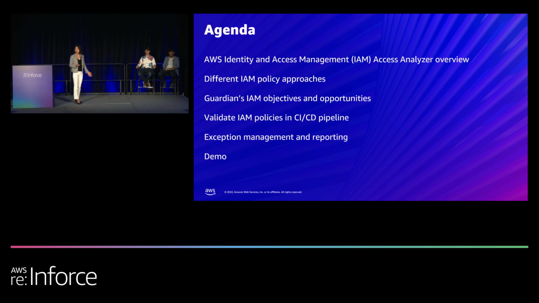Here's the agenda for today. We're going to start with providing you an overview of AWS IAM Access Analyzer. Then I'm going to walk you through a few different approaches for managing IAM policies we've seen used commonly. Then Michael is going to talk about the IAM objectives and the opportunities to improve IAM controls at Guardian. Then Hutu is going to show you how Guardian reaches an ideal solution to meet their IAM requirements and how they manage and implement at scale with automation. Hutu will also talk about how the exception process is managed at Guardian with automation. And finally, make sure you stay to the end. I will give you a live demo to show how this solution works in action.